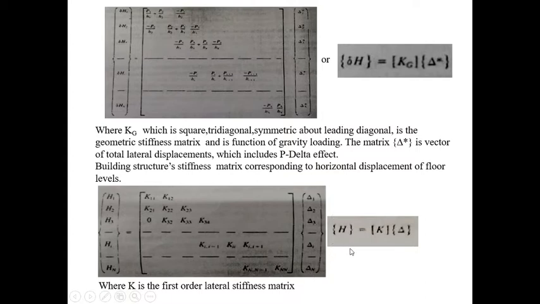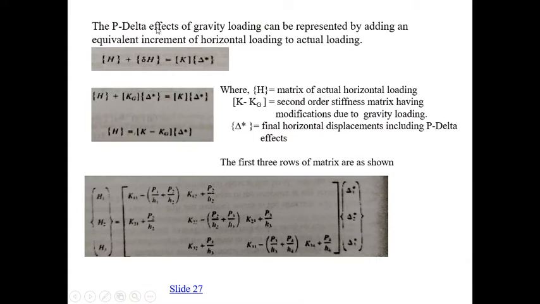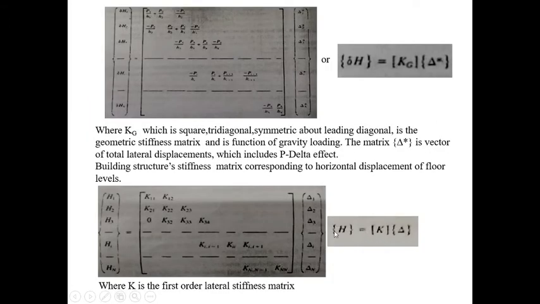So again this simplified will be written as H is equal to K into delta. But it is not just K into delta, it is matrix K into matrix delta. So now these are the two equations that will be in the matrix forms. Now the P delta effects of the gravity loading, as we said, can be represented by adding an equivalent increment of horizontal load to the actual loading. So now this is the horizontal load which is there.